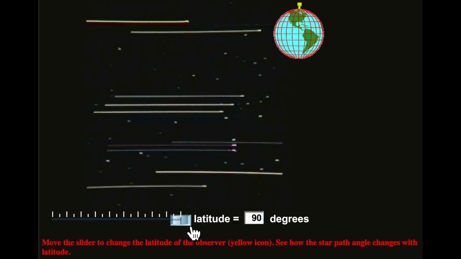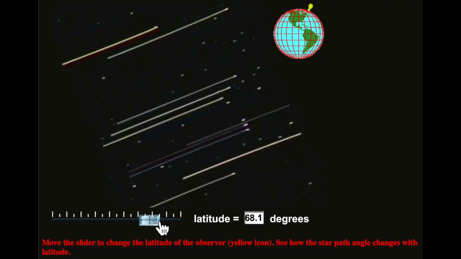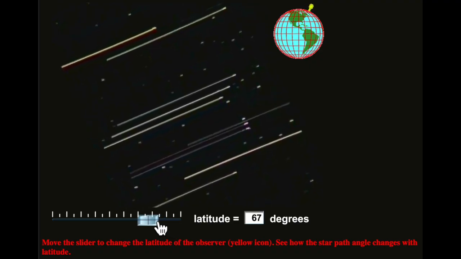When you get to the North Pole, the latitude equals 90 degrees, and the star paths are parallel to the horizon. As you go back to the equator, the star paths tip up to steeper and steeper angles.